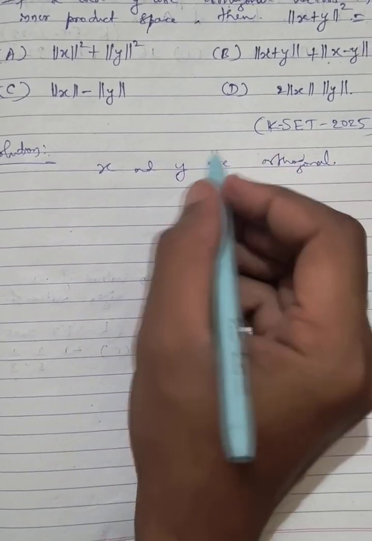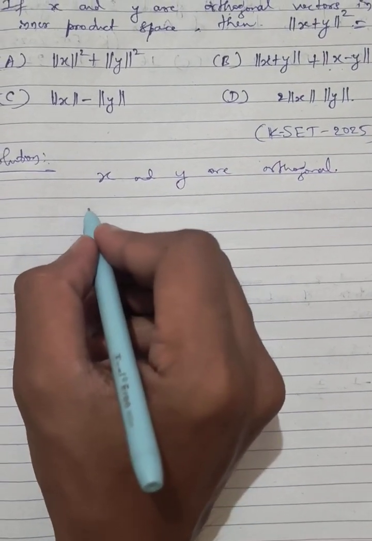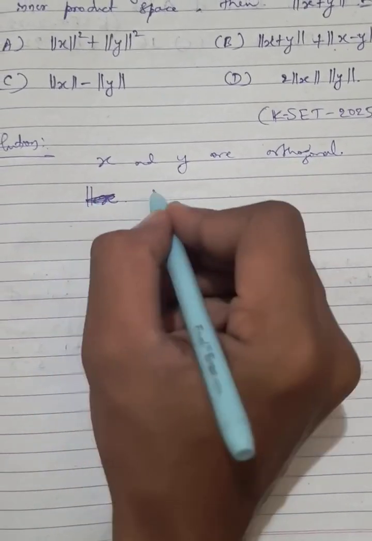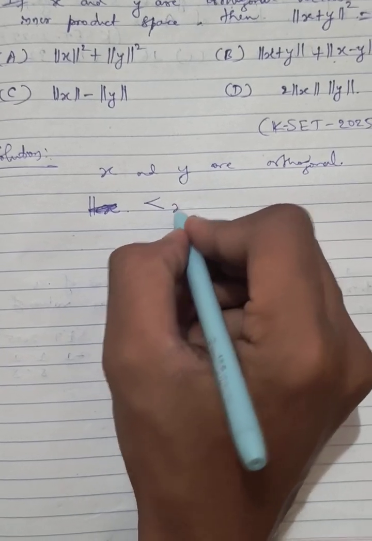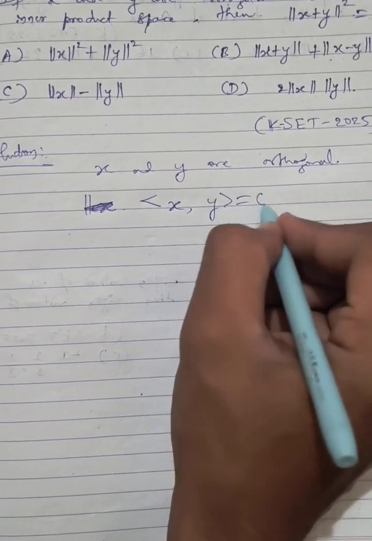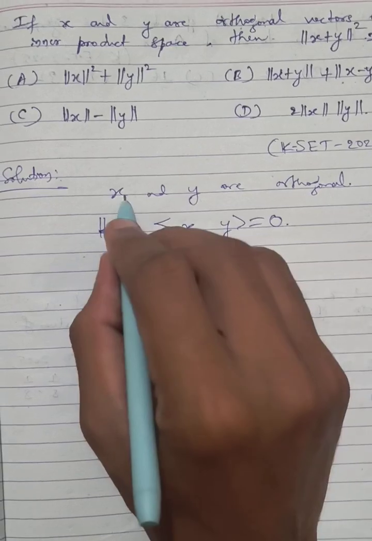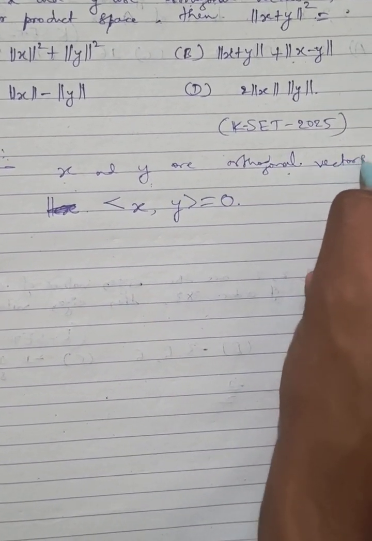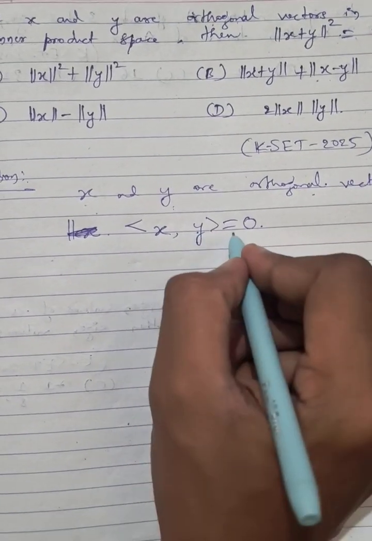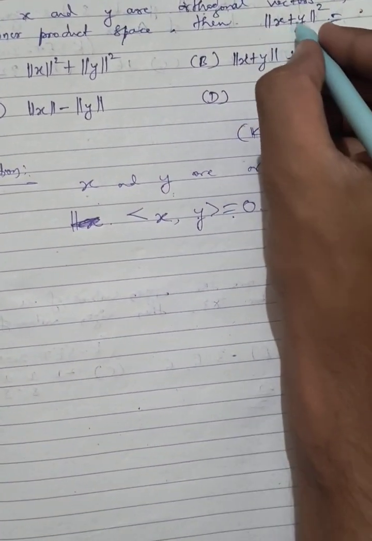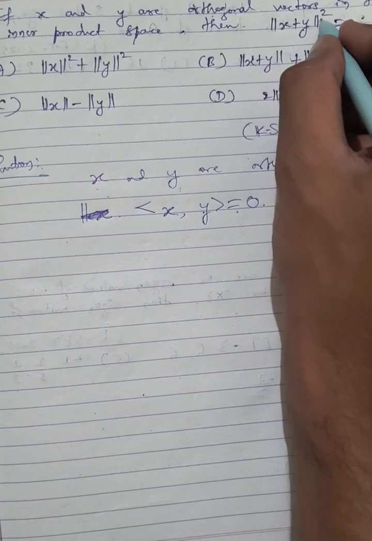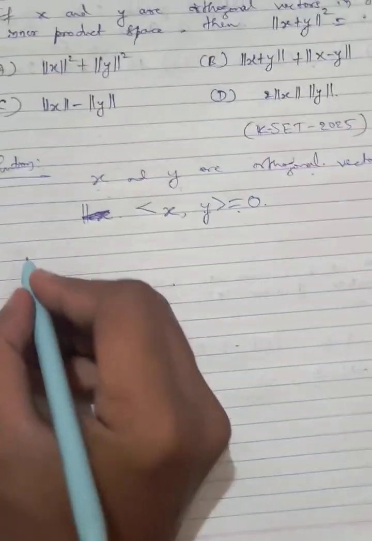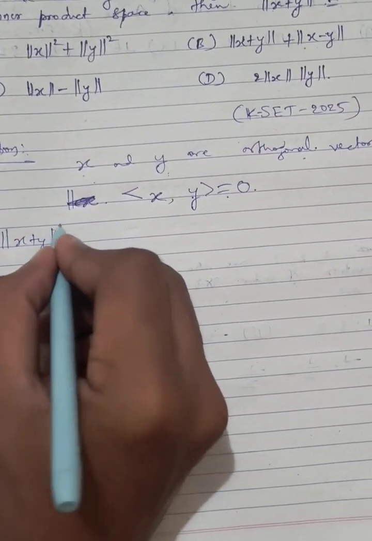If two vectors are orthogonal to each other, then that implies the inner product of x and y, denoted by this symbol, should be equal to 0. We know this fact: if two vectors x and y are orthogonal, then their inner product must be 0. Then we have to compute the value of the norm of x plus y whole square. Let us consider the value of this one.